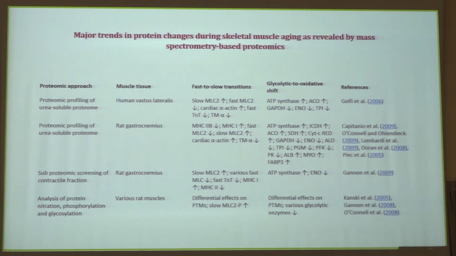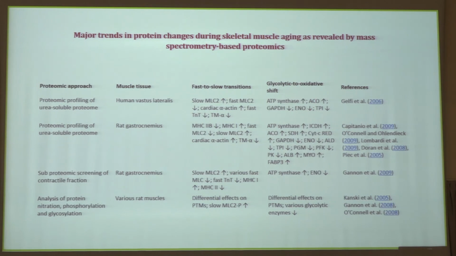The major trends in change that we see are slow to fast transitions and a glycolytic to oxidative shift. Before we publish this paper, I'm hoping to get a lot more immunoblots done on a good few of these proteins, especially the myosins and GAPDH and a few others.